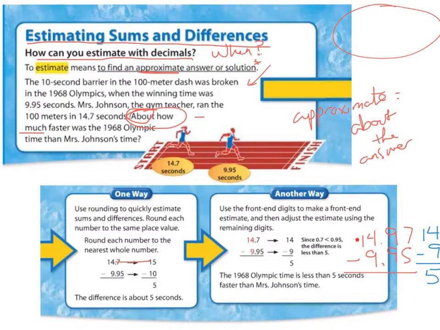But let's just say, for example, this was what we had, 14.97 minus 9.95. Well, you'd still have a front-end estimate of 5, but see the top is bigger than the bottom, so you'd say the 1968 Olympic time is greater than 5 seconds because the top number is bigger as I compare those.